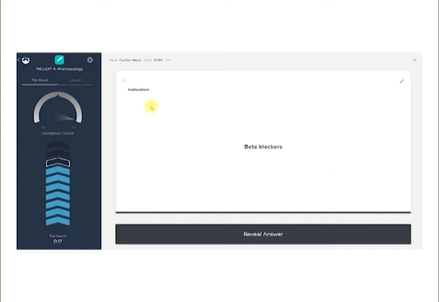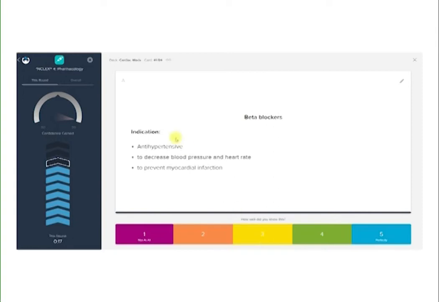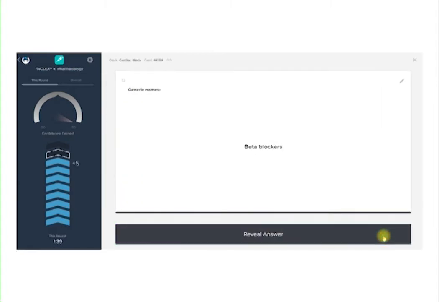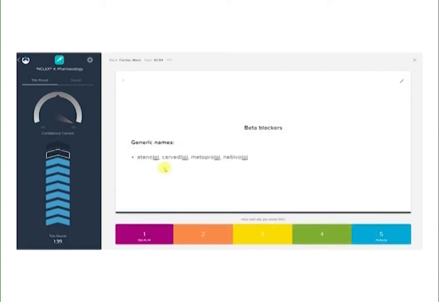Up here, you can see it's asking, what is the indication for the beta blockers? I have it's an antihypertensive, so that would be the classification, and then what it's for: to decrease the blood pressure and the heart rate and to prevent myocardial infarction. Those would be the most common things it's for. And you would give it a number on how well you knew that. So I'm going to give it a 5. Now, of course, we have to know what the generic names are. And for those, remember, they all end in LOL. So instead of trying to memorize all these different names, you'll just recognize it right away when you see the LOL.